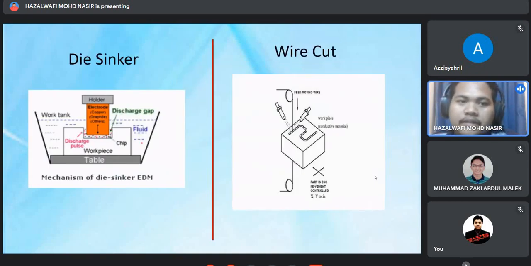Some visual about die sinker and wire cut. For the die sinker, we can see the electrode and the workpiece. For the wire cut, we supply a feed moving wire cut through the workpiece, and we cut it by the curve and the guided path.